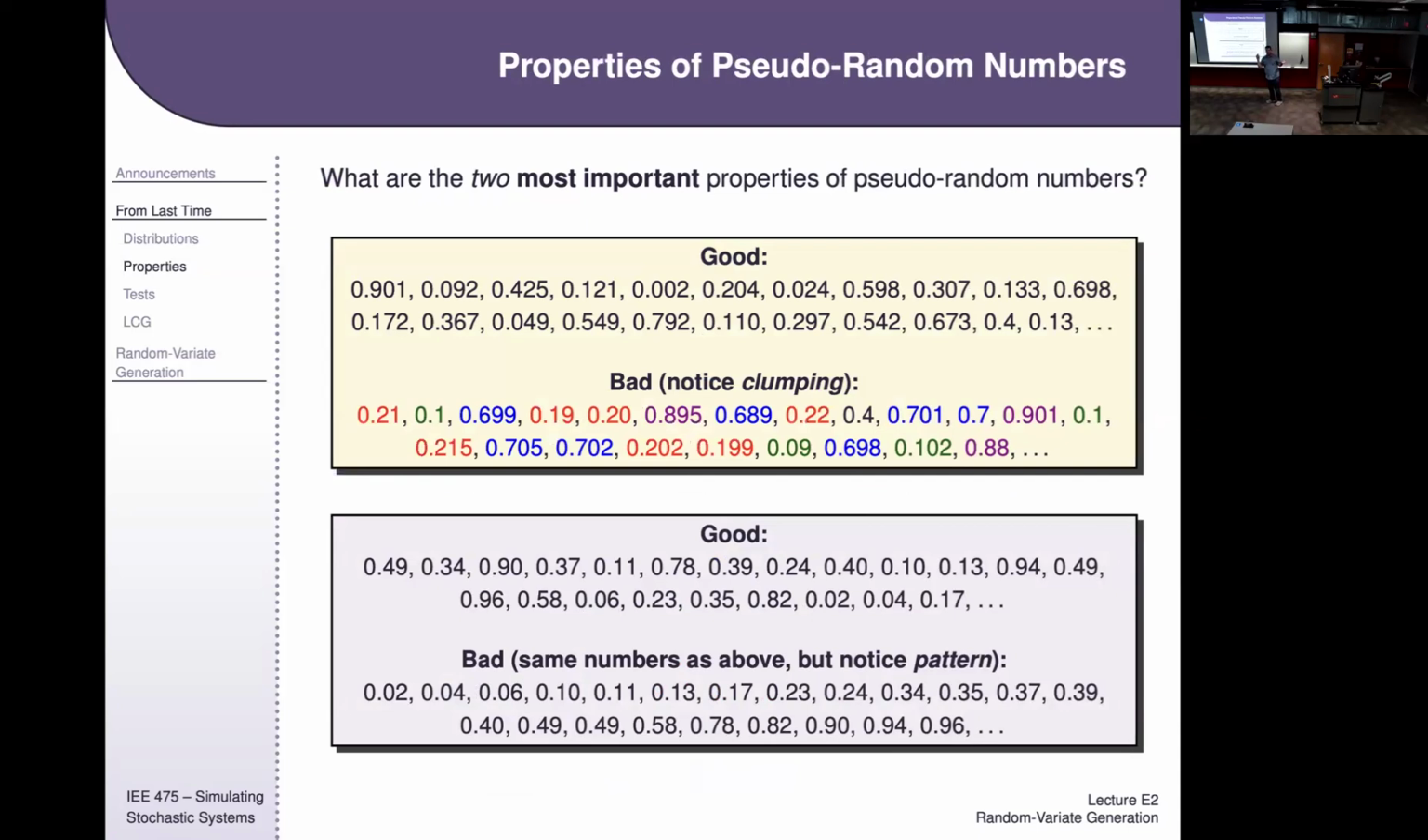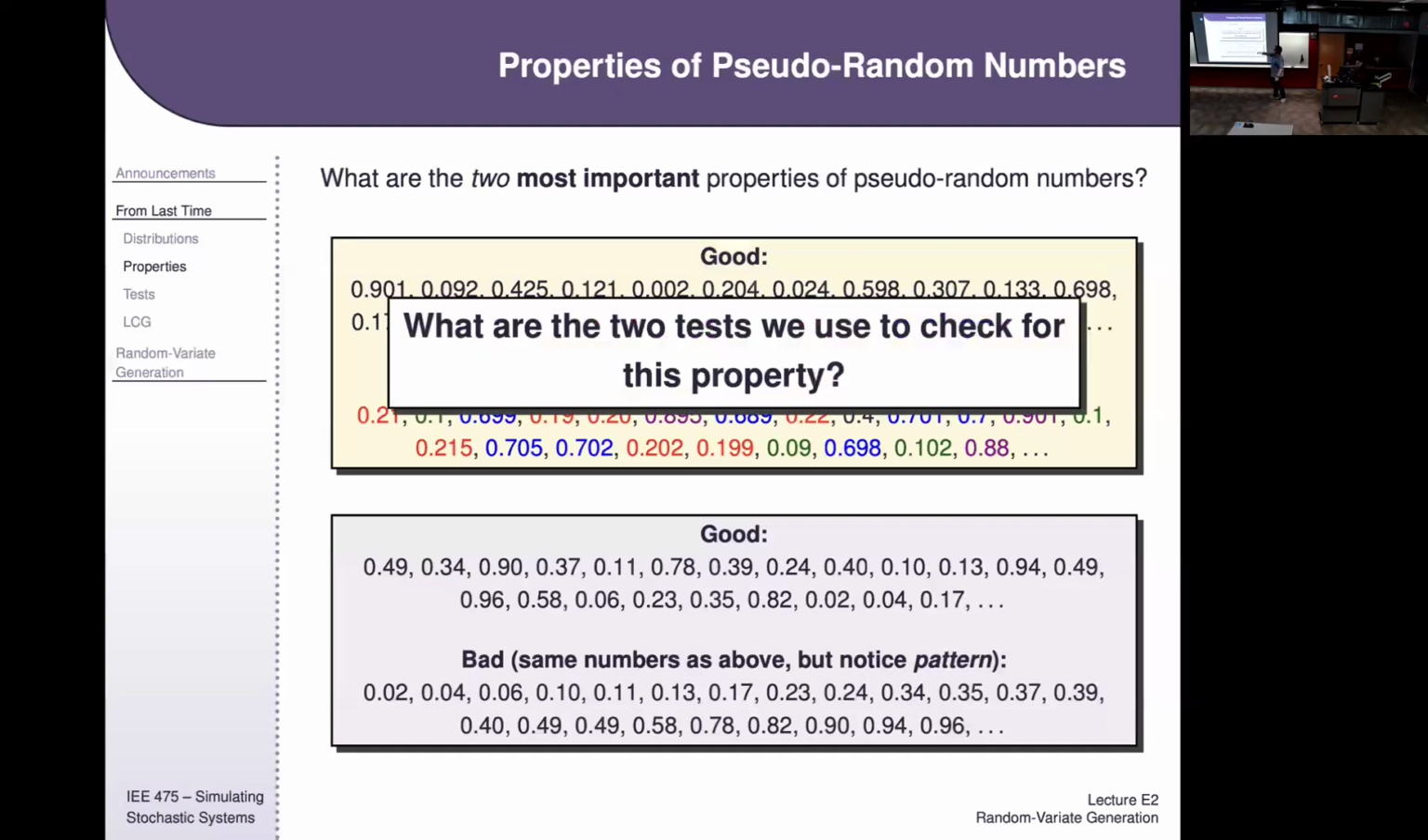But all of this works because we have uniform random number generators behind all of these things. So it's really important to have good uniform random number generators, which we'll otherwise call just random numbers. The two most important properties of pseudo-random numbers are uniformity and independence. Those are two things you should really remember.